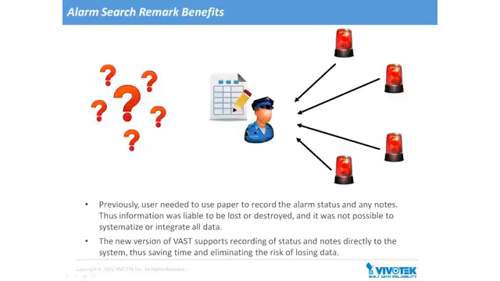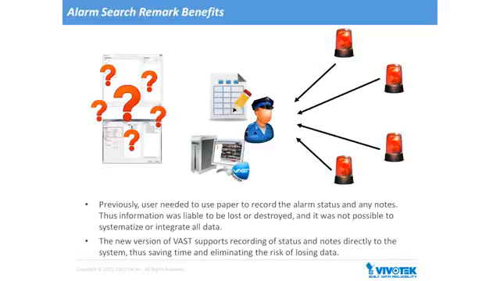Previously, users have needed to record the alarm status on separate notes. This system made it hard to systematize or keep track of what could be a large number of notes. The new version of VAST supports the recording of status and notes directly to the system, thus saving time, eliminating the risk of losing data, and making the information recorded much more systematized and integrated.